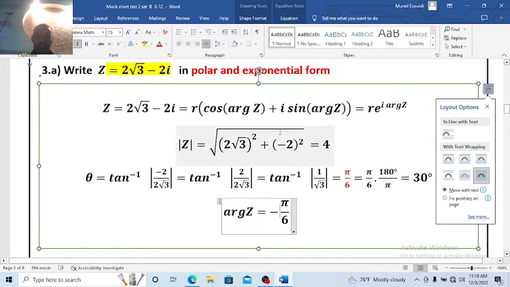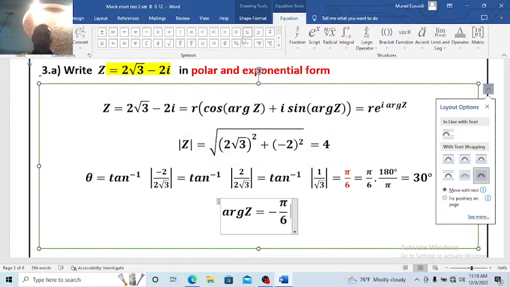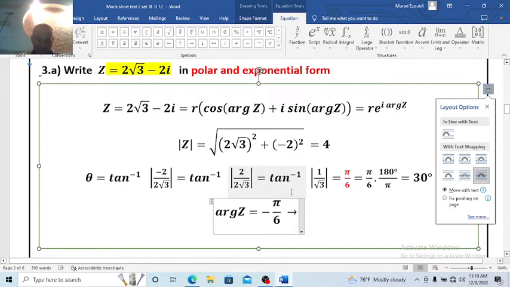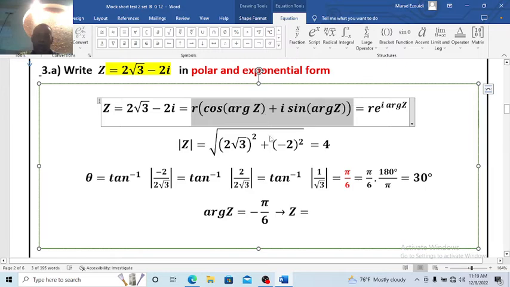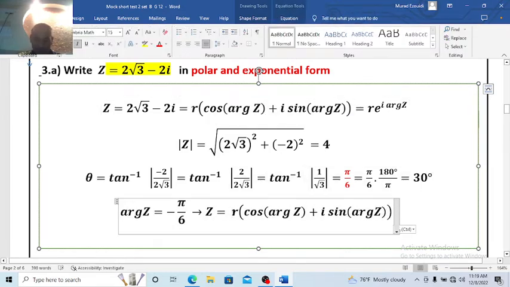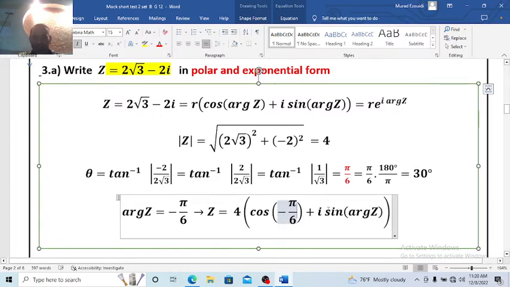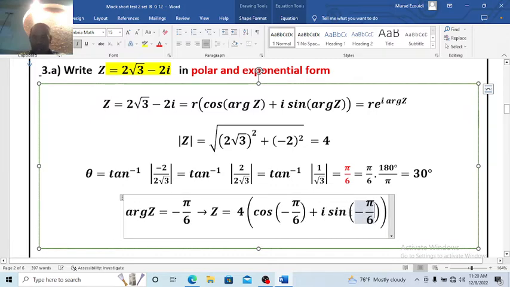Therefore, now I can write my complex number. I found the r, I found the argument of z. I can write in polar form or in exponential form. Therefore, I'll write here that z is equal to r, which we told is 4. Then argument of z now is minus pi over 6. Then plus i sine of minus pi over 6. This is the polar form.